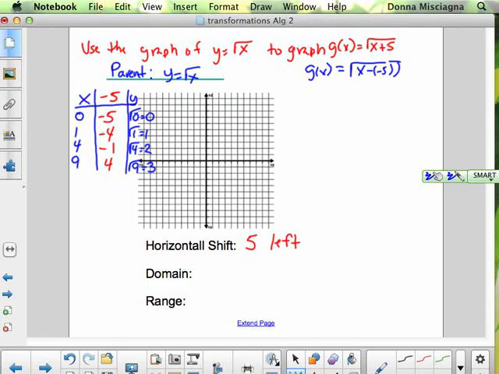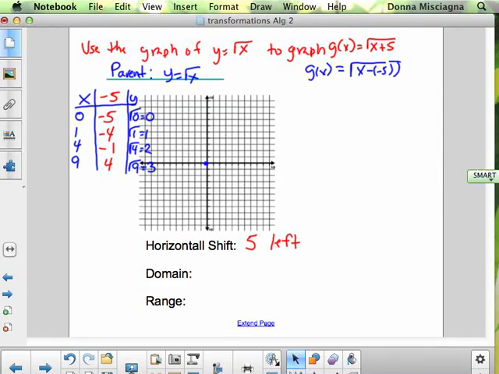So the parent graph are the blue points. 0, 0, because the square root of 0 is 0. And that really didn't go in the right spot. Oops. All right, we'll move the graph to it. 1, 1. 4, 2, and 9, 3. So notice the x's are growing a lot faster than the y's.